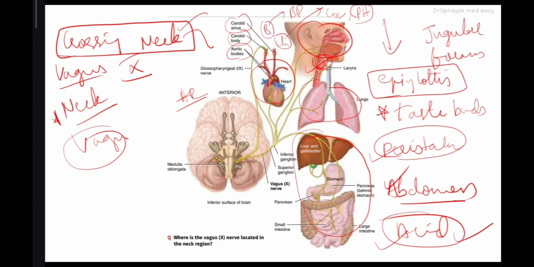And in the heart, baroreceptors are present, aortic bodies, carotid bodies, and all. It maintains blood pressure and other chemoreceptor actions. Okay, so this is about the vagus nerve.